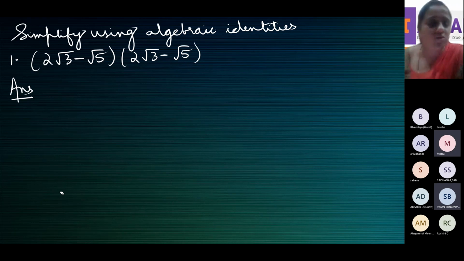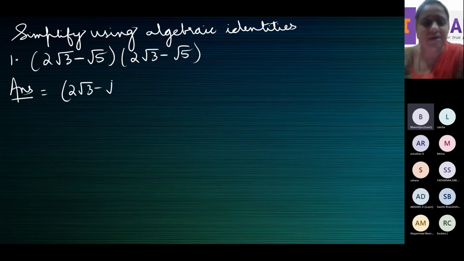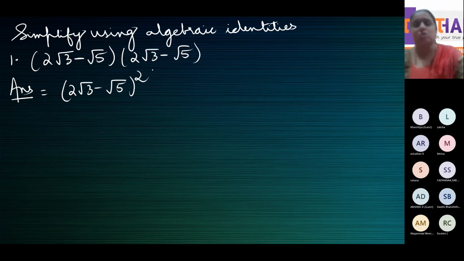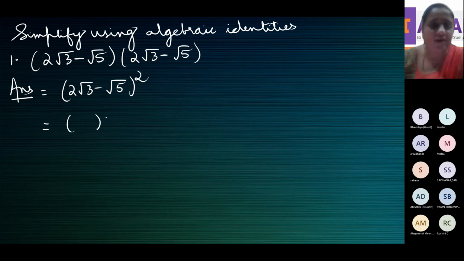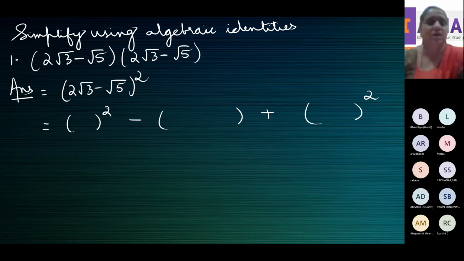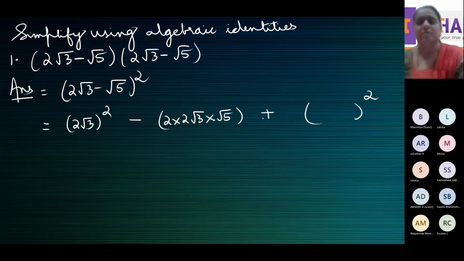Yes, ma'am. So you can write it as what? A minus b the whole square. A minus b into a minus b is a minus b the whole square. Now, how do you expand this using the identity? A square minus 2 into a into b plus b square. Now, what is a here? This is a square minus 2 into a into b plus b square.